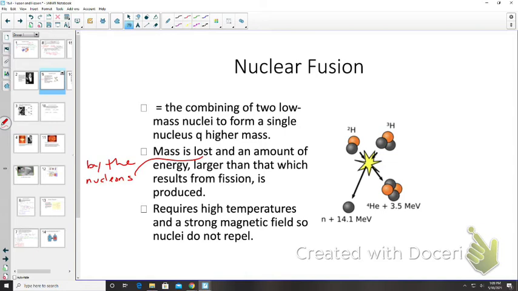If you try to push like the 2 north poles of a magnet together, right, it's going to repel. Similarly, if you try to put 2 nuclei together, they're going to repel one another. Okay, so to get over that interaction or the repulsion between nuclei, we need high temperatures and a strong magnetic field to produce those conditions which would allow for fusion.